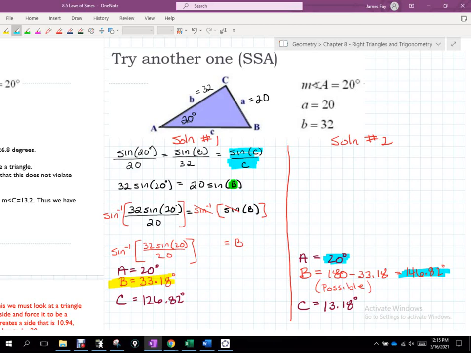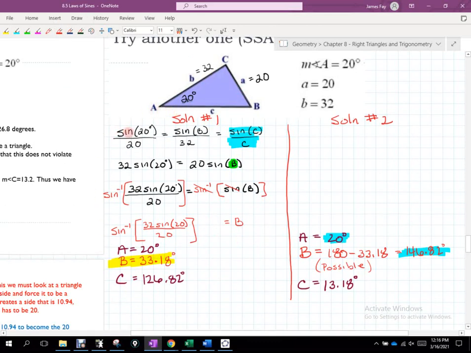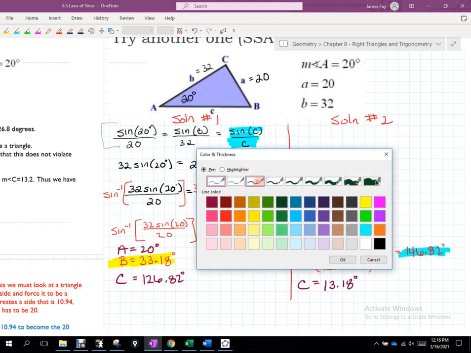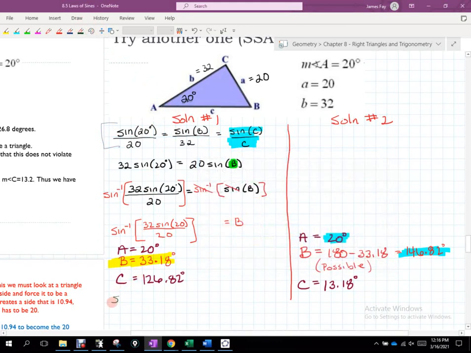So we still haven't solved the triangle though, okay? Because in order to solve the triangle, we're missing side c here now. So when I have these angles, I can come back up and rewrite this extended proportion, but put in everything that we know now. So we know sine of 20 over 20. We know now sine of B, B is now 33.18, over 32. We know sine of C, but C now we just figured out to be 126.82, right? Over lowercase c. Does that make sense to everybody?